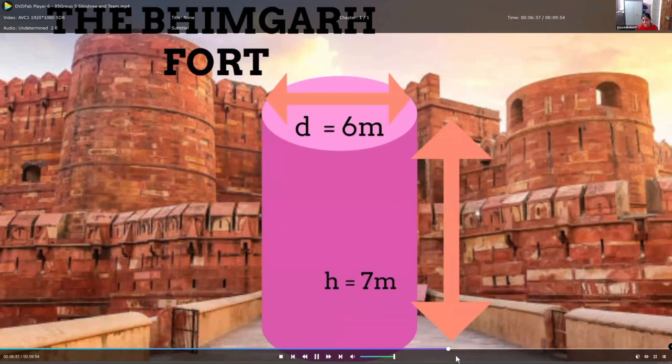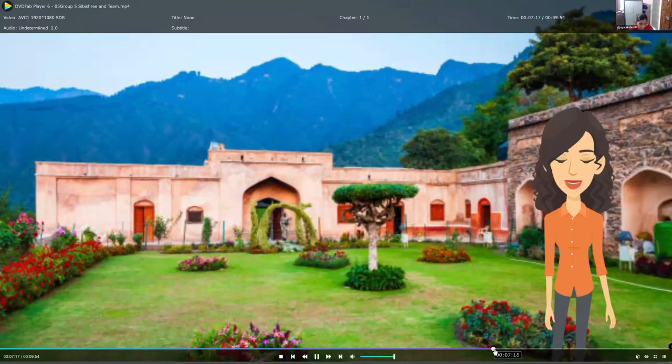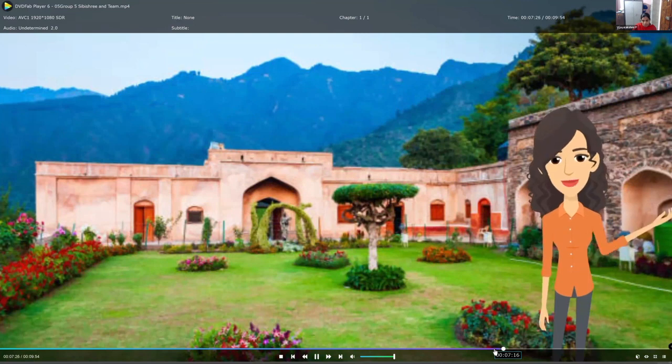She has taken a cylindrical part of the building and found how much air is present in it. I'm going to visit the Parima, which is also known as the Palace of Paris at Sri Lanka. Now let's see how it is.